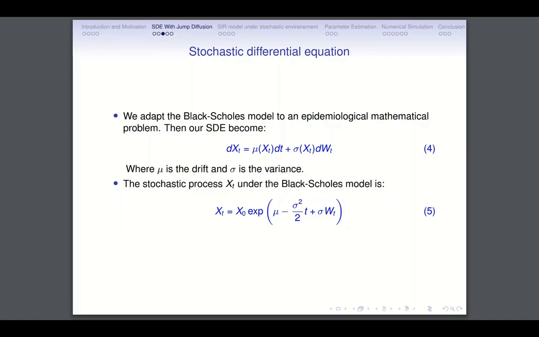We do know the importance and the good results that Black-Scholes gives in the financial market. Our objective here is to see if this model can give the same important and good results in epidemiological fields. So our SDE becomes equation 4, with mu the drift and sigma the variance, and the solution of the Black-Scholes model is in equation 5.